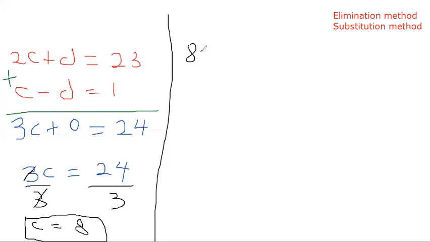8 minus D. Thank you. Is equal to what? 1. Beautiful. So what is going to be D now? 1 minus 8. Yes, so minus d will be equal to 1 minus 8, right? What is 1 minus 8? -7. But because d also has a negative, it means d is equal to 7.